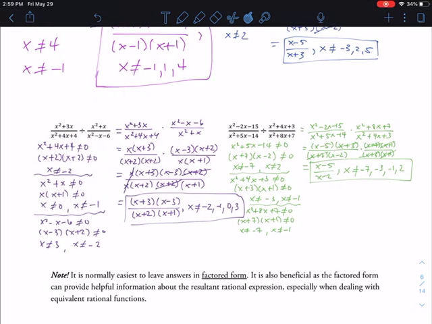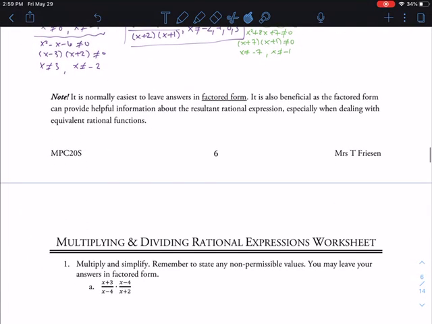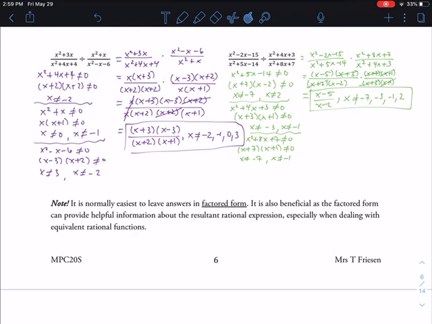There is a worksheet on the next page, okay? Answers at the bottom. And again, you can leave everything in factored form. That is totally fine. It's easier to analyze and look at and also to work with than having to FOIL everything back out. Kind of a waste of time.